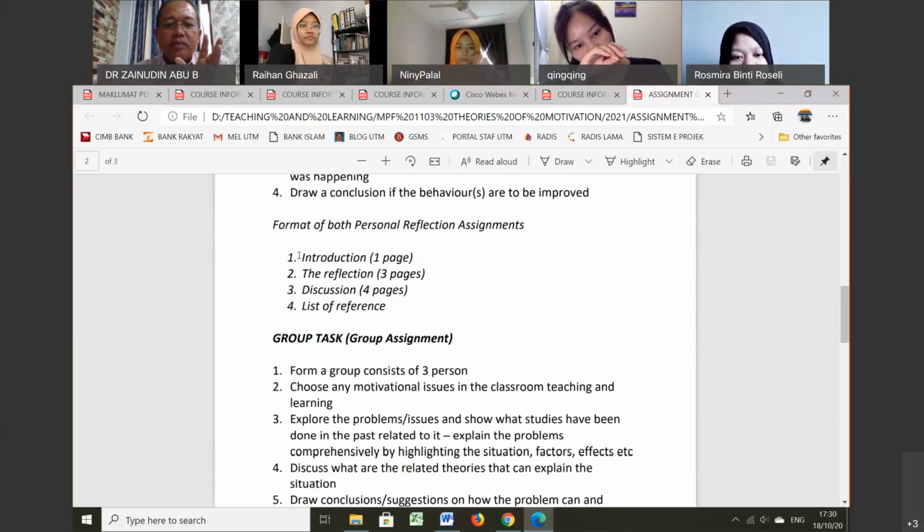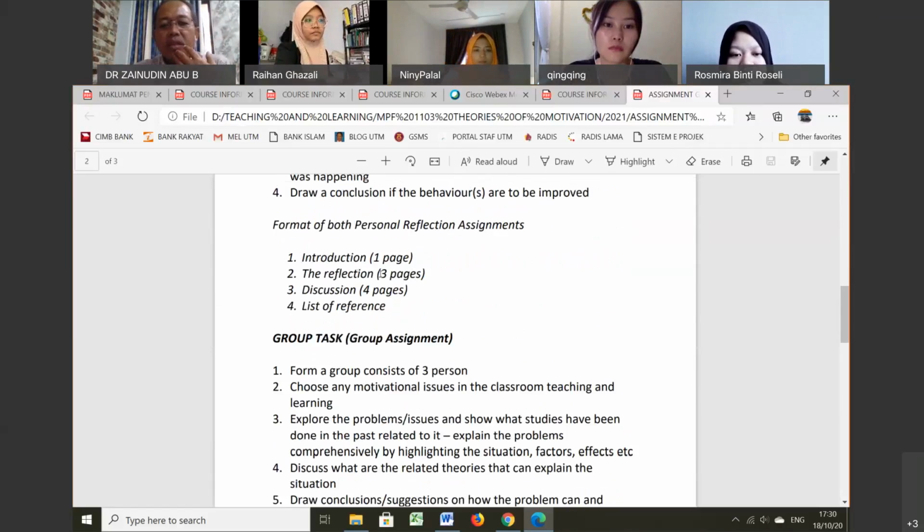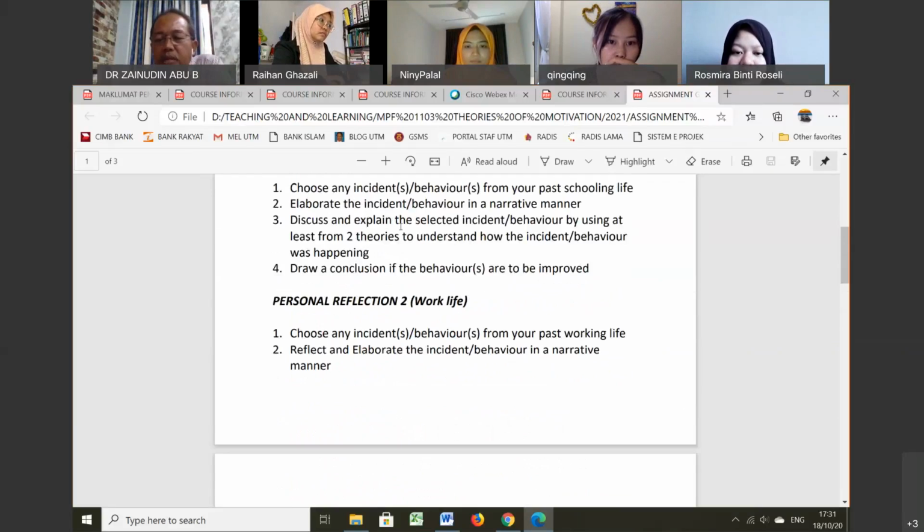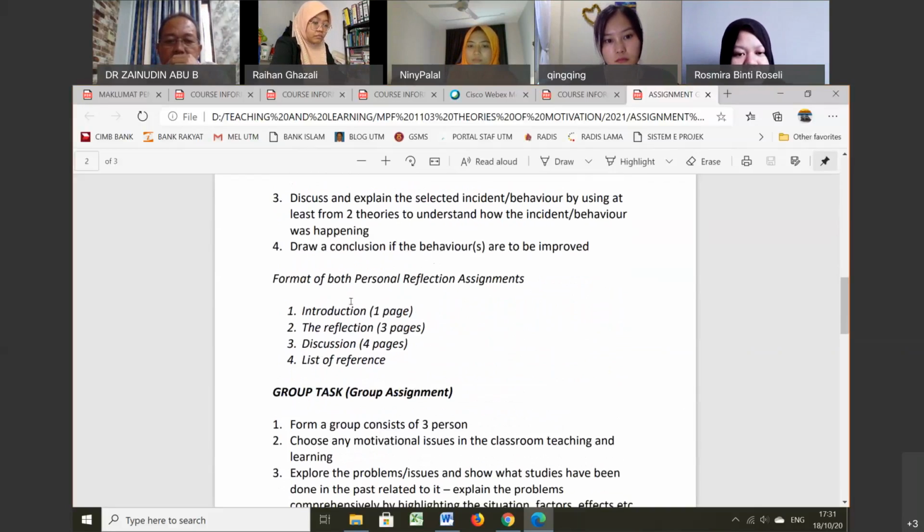So the format is like this: the introduction, 1 page; the reflection, 3 pages, the behavior explained in detail; and then the discussion by using minimum 2 motivation theories, and then we expect 4 pages from this. So altogether 8 pages, right? 8 pages of writing, not including a list of references. Okay, if you use the theory like number 3, you can start using references, right? Theories, books, any kinds of references, articles. You can use here in number 3. So the format is just like this, okay?